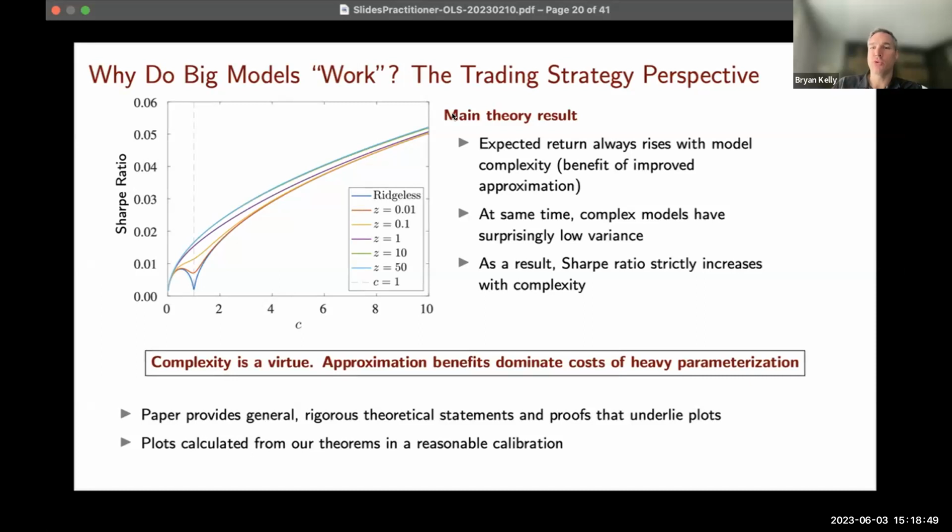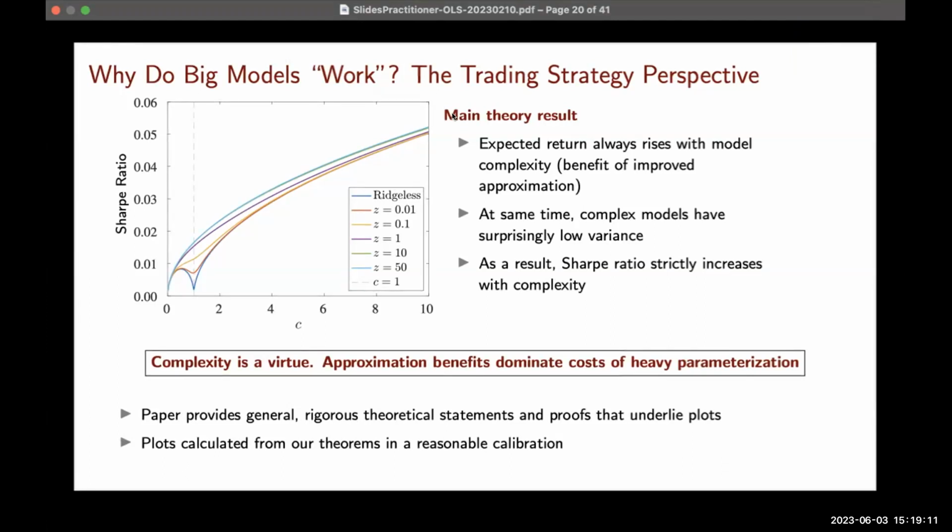Where there is virtue is in adding better approximating uses of a given set of predictors. So hold the set of predictors fixed, use them in more flexible ways. You're not going to do worse by using them in more flexible ways. As long as the predictors are useful at all, you'll do better by using them in more flexible ways. Right. Does that make sense?